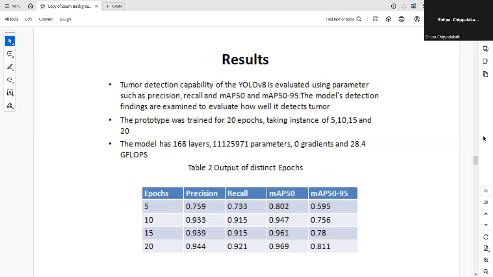Results. Let's discuss the results. Here, the tumor detection capability of YOLO V8 is evaluated using parameters like precision, recall, MAP50 and MAP50-95. The prototype was trained for 20 epochs, taking instances at 5, 10, 15, and 20. Here the model has 168 layers, 11,125,971 parameters, 0 gradients, and 28.4 GFLOPs. Table 2 shows the output for each of the epochs, and the values we have got for precision, recall, MAP50, and MAP50-95.